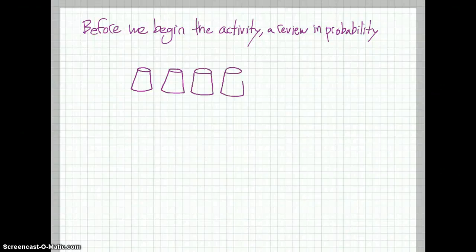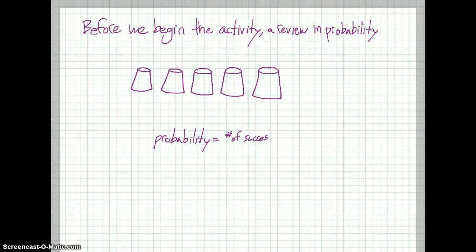Alright, before we begin, let's do a little review in probability. So we have 5 cups here, and let's imagine that there are 2 red balls under 2 of these cups, and we don't know which 2 cups they're under. So what is the probability of picking a cup that has a red ball under it?